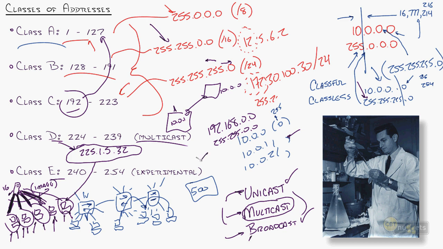The final one is experimental. That's why I brought our little scientist onto the scene. This was just a whole chunk of addresses that when they created, they're like, we want this to embed in lab rats and things like that. We definitely can't use or touch those address ranges.